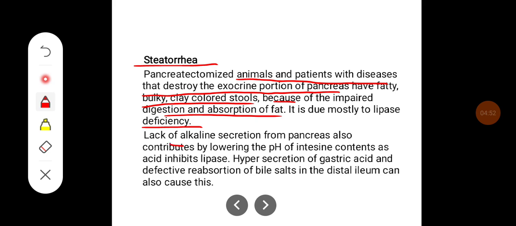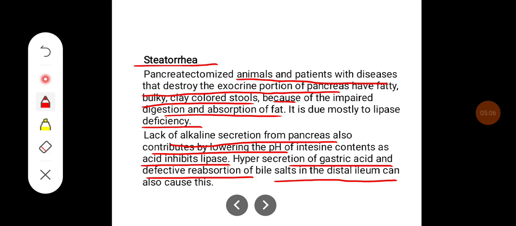Lack of alkaline secretion from pancreas also contributes by lowering the pH of intestine contents as acid inhibits lipase. Hypersecretion of gastric acid and defective reabsorption of bile salts in the distal ileum can also cause this.